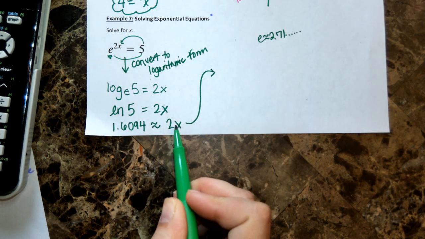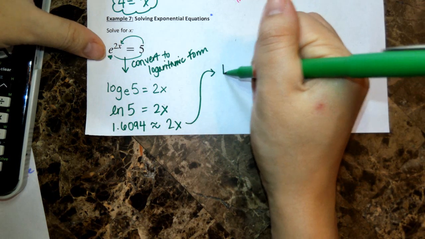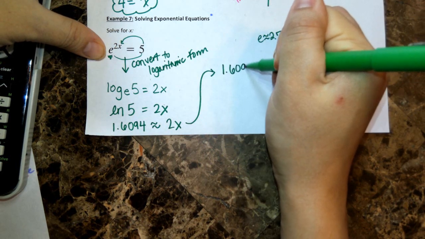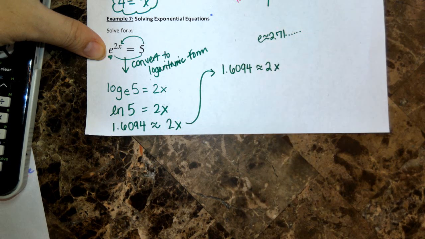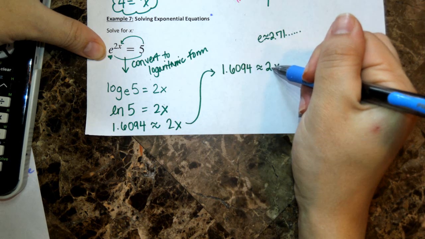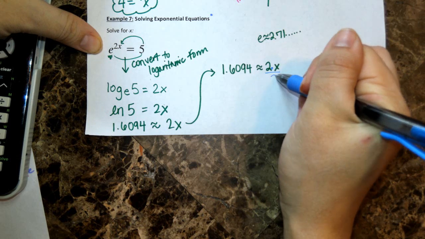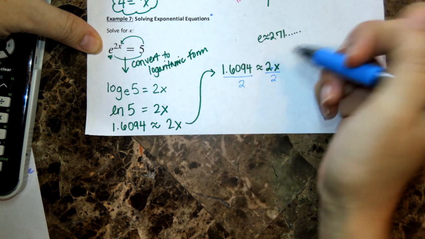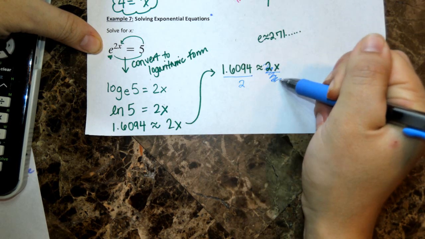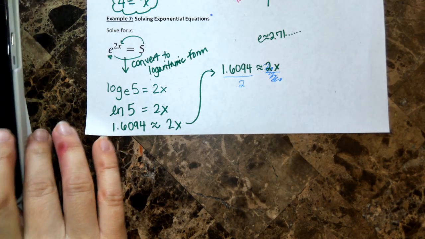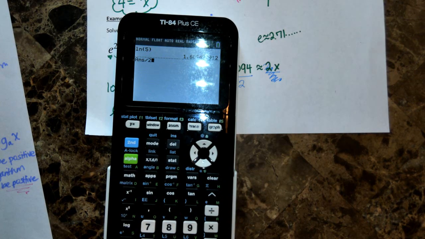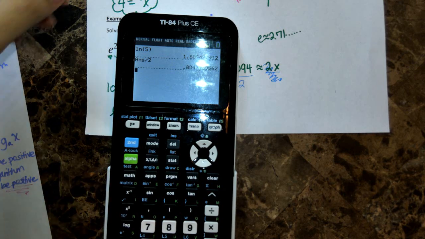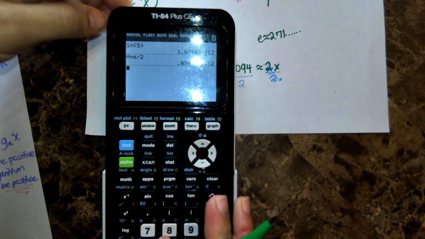I just need to solve for x, so I just need to get rid of this 2. And the way I would do that, let me just rewrite the problem. 1.6094 is approximately 2x. I'm just going to get rid of this 2 by dividing both sides by 2, because 2 is being multiplied by x, so we would just divide by 2. 2 divided by 2, that's just one whole. They cancel out. And my x value is 1.6094, I'm just going to leave it typed in, divided by 2. Enter.